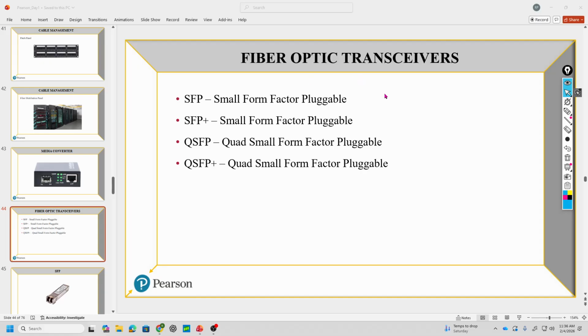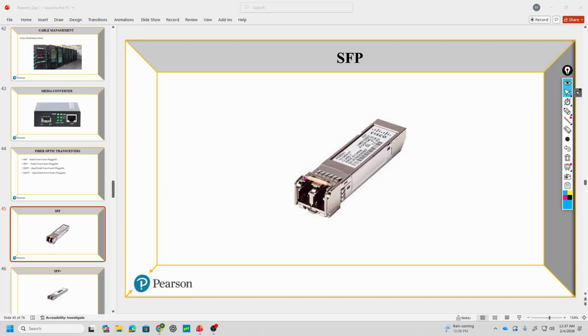Now, fiber optic transceivers. There's SFP, or the small form factor pluggable. Then there's SFP plus. Then there's the quad small form factor. And then there's the quad plus, okay? As the speeds got faster. So this is an SFP transceiver. Your fibers would plug into here, and there's always two. There's one for transmit, one for receive, and then this thing would plug into a modular switch port, okay?